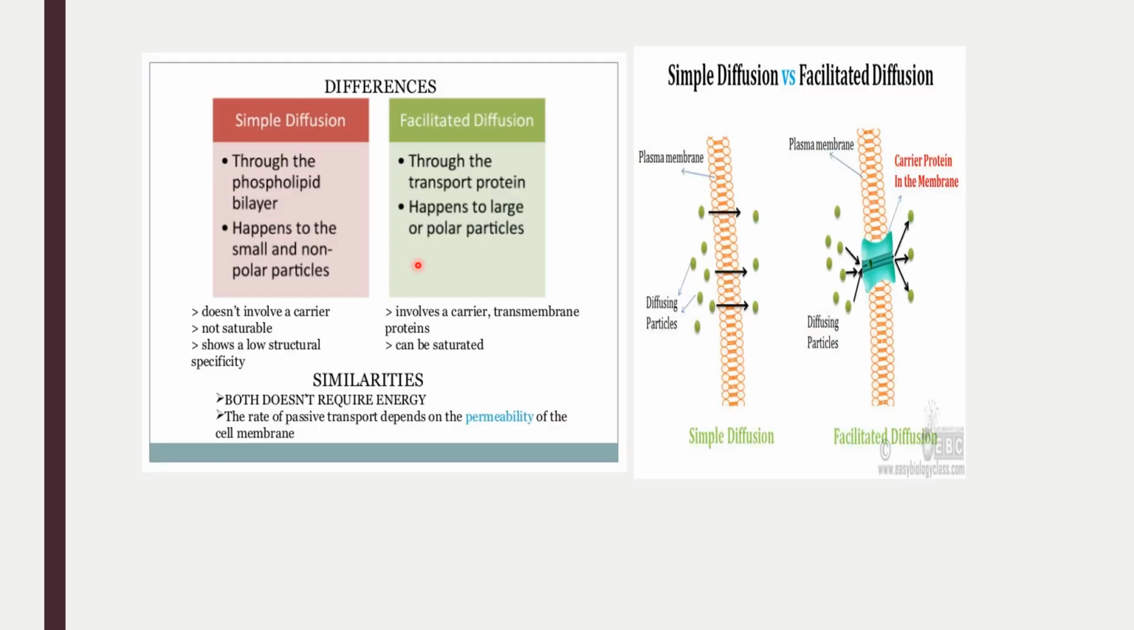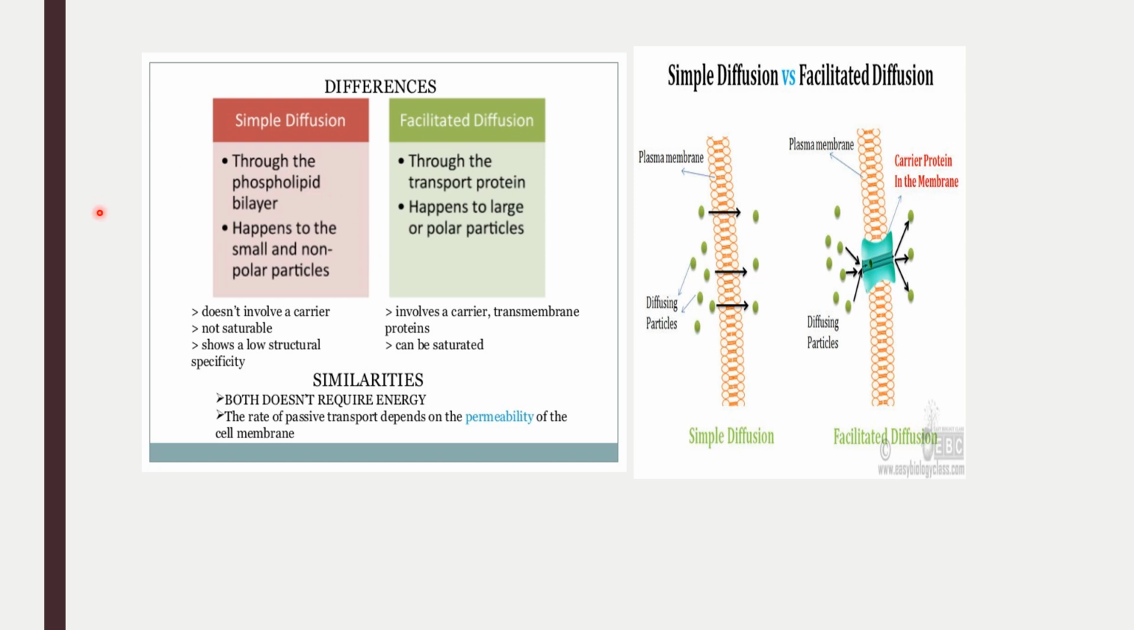We know that there are two types of diffusion. One is simple diffusion, another is facilitated diffusion. What are the similarities between these two types of diffusion? In both types, it is a passive diffusion, so it does not require any energy. The movement of fluid will happen from high concentration to low concentration, in case of simple diffusion and in case of facilitated diffusion. So now how do they differ?